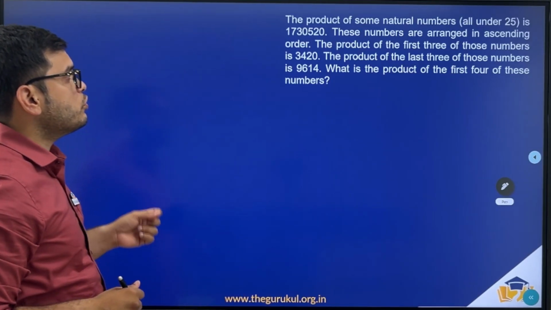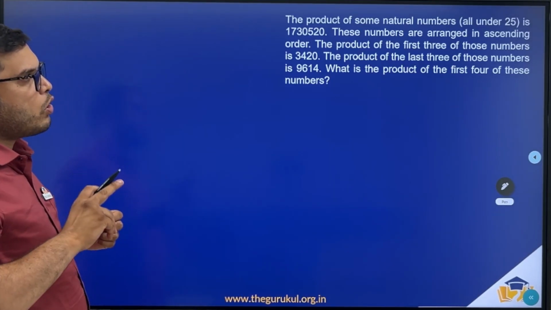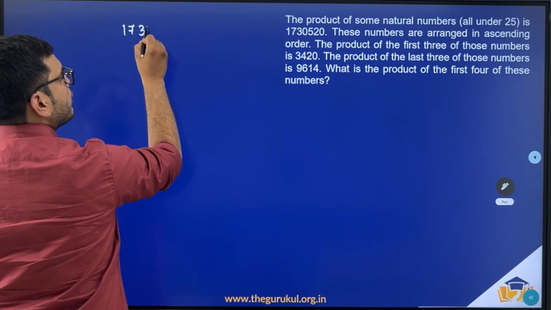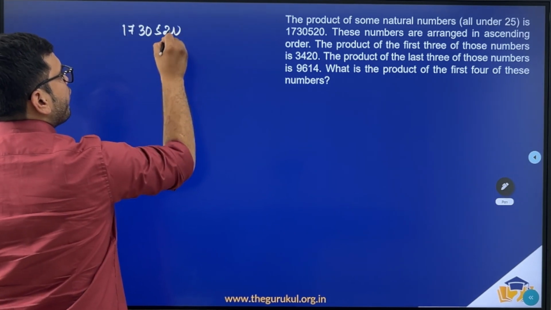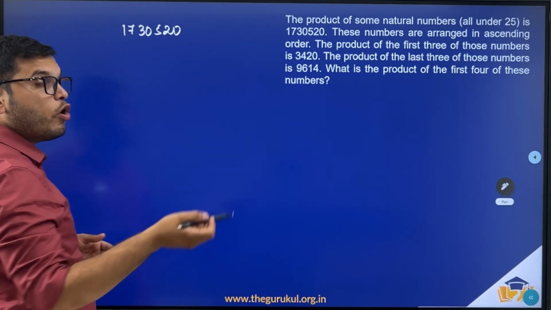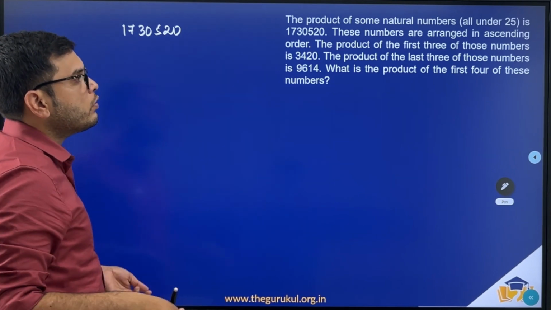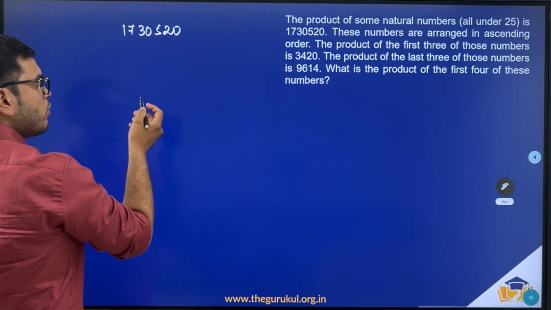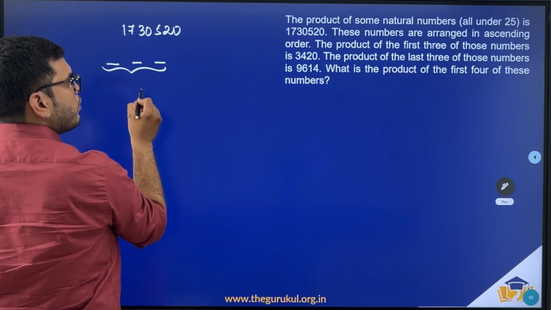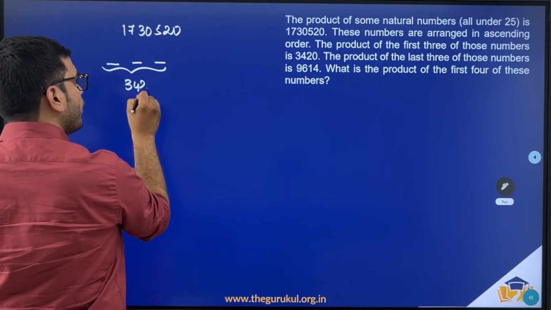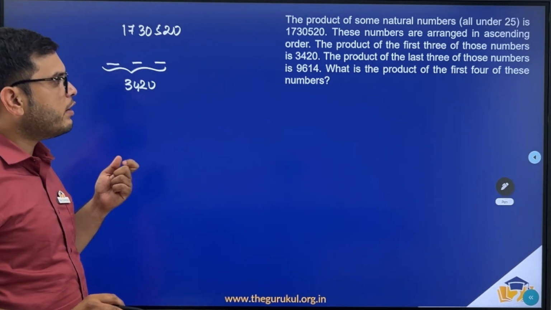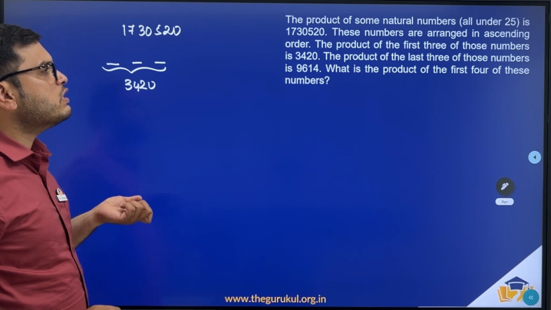Now coming to the first question, the product of some natural numbers all under 25 is 1730520. These numbers are arranged in ascending order, right? So we do not know how many numbers are there. The product of the first 3 of those numbers is 3420, right? So the product of these 3 is 3420, and the product of last 3 of those numbers is 9614. What is the product of the first 4 of these numbers?